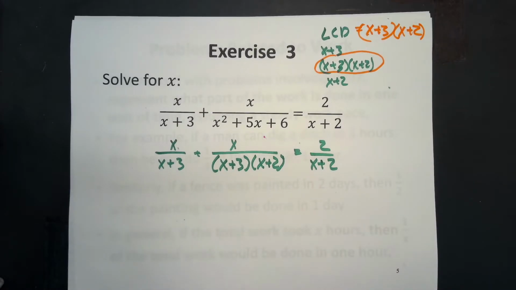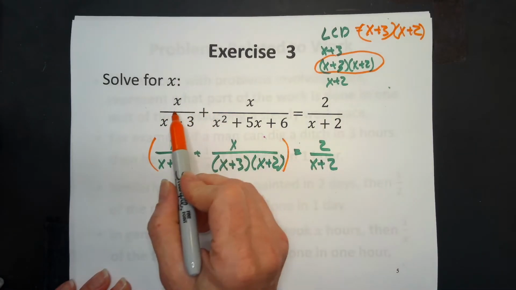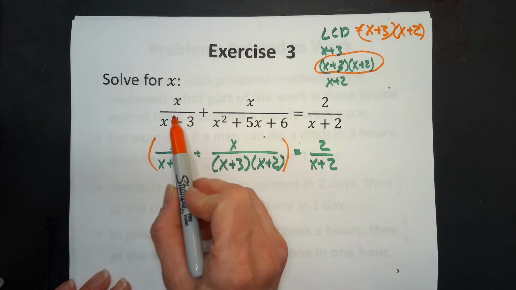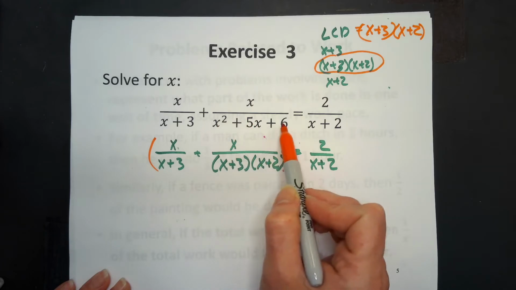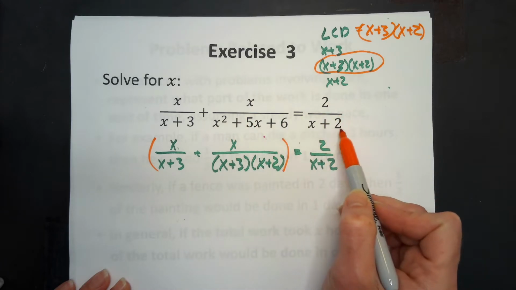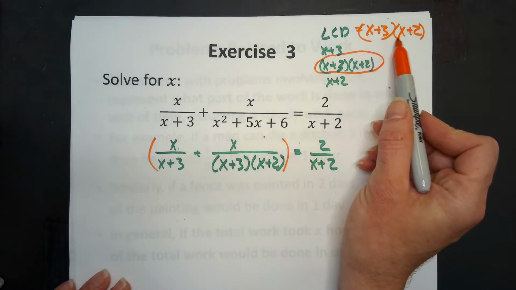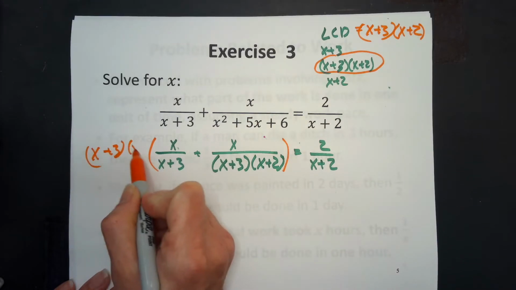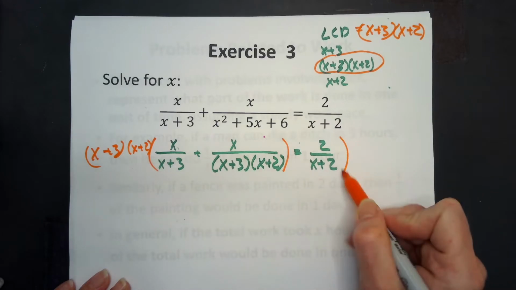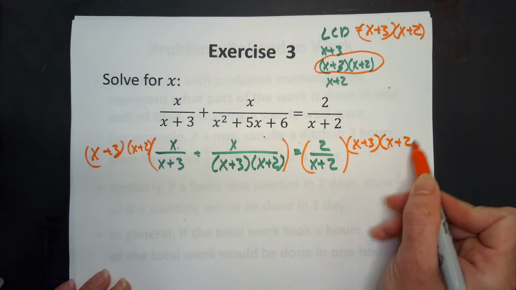So what do I need to multiply everything by? The original problem was x over x plus 3 plus x over x squared plus 5x plus 6 equals 2 over x plus 2. Now I'm going to multiply that by the least common denominator, which is the quantity x plus 3 times x plus 2. So I do that for both sides.